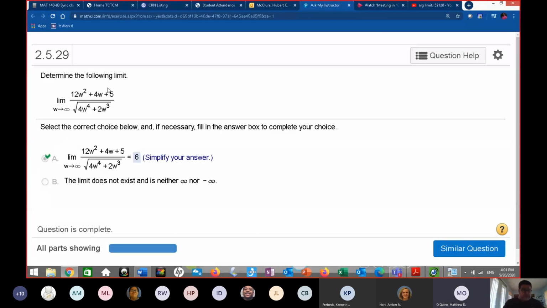Let's see. This one says 12. I got that one right here. So what do you do first? Well, you're going to have to divide by something. Because as I told you, when you've got degrees on the numerator and denominator, you're going to have to divide by something. So here we go.